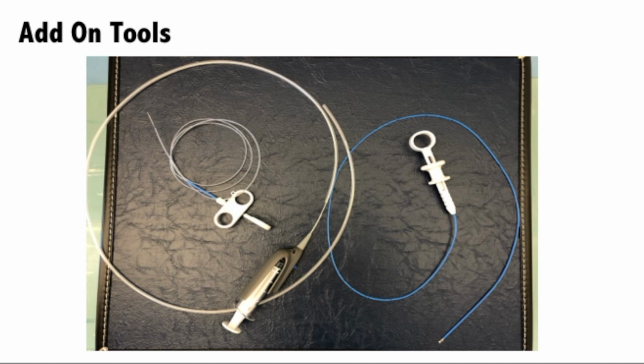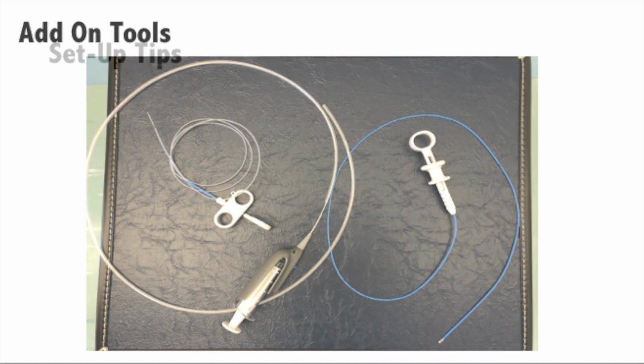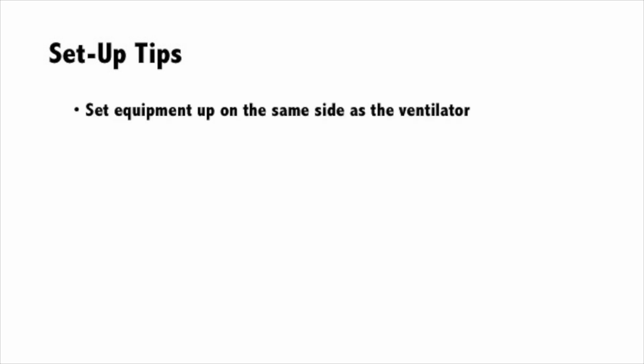These tools might consist of forceps, which can be used for tissue removal, or a needle aspirator, which is used in biopsies. So here are some setup tips that will help you in assisting with the bronchoscopy. First, you want to set up on the same side of the vent, so you want to make sure that you're able to reach your equipment and the ventilator if needed, all within an arm's reach.